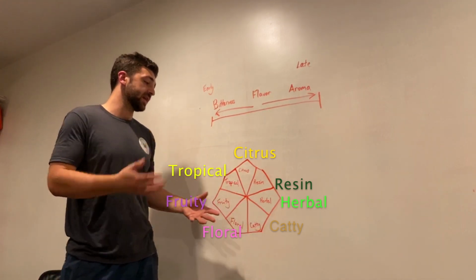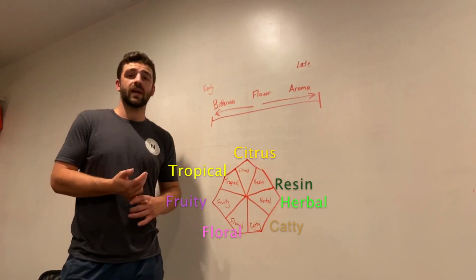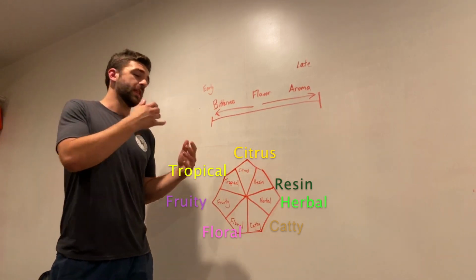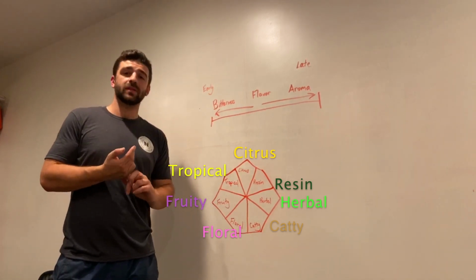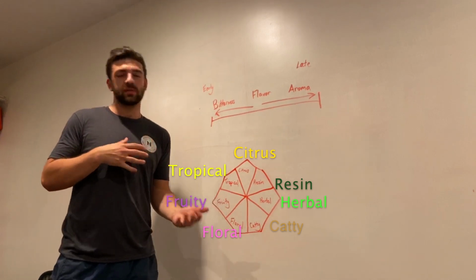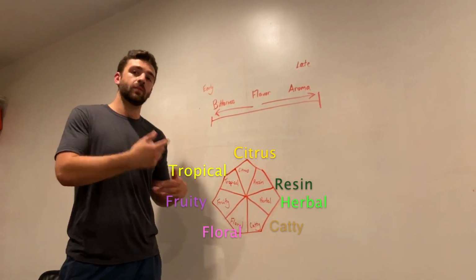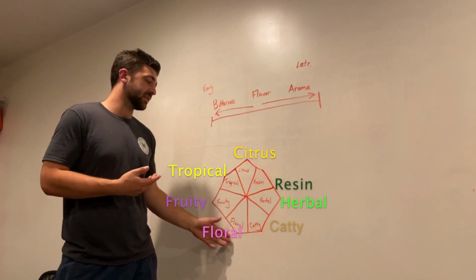So one hop, again, is not totally one or the other, but these are different ways to think about it. When we're designing a beer, we look at what style of beer we want to create, and then we decide how we want that beer to taste. Do we want to be traditional with the style? Do we want to do our own thing?